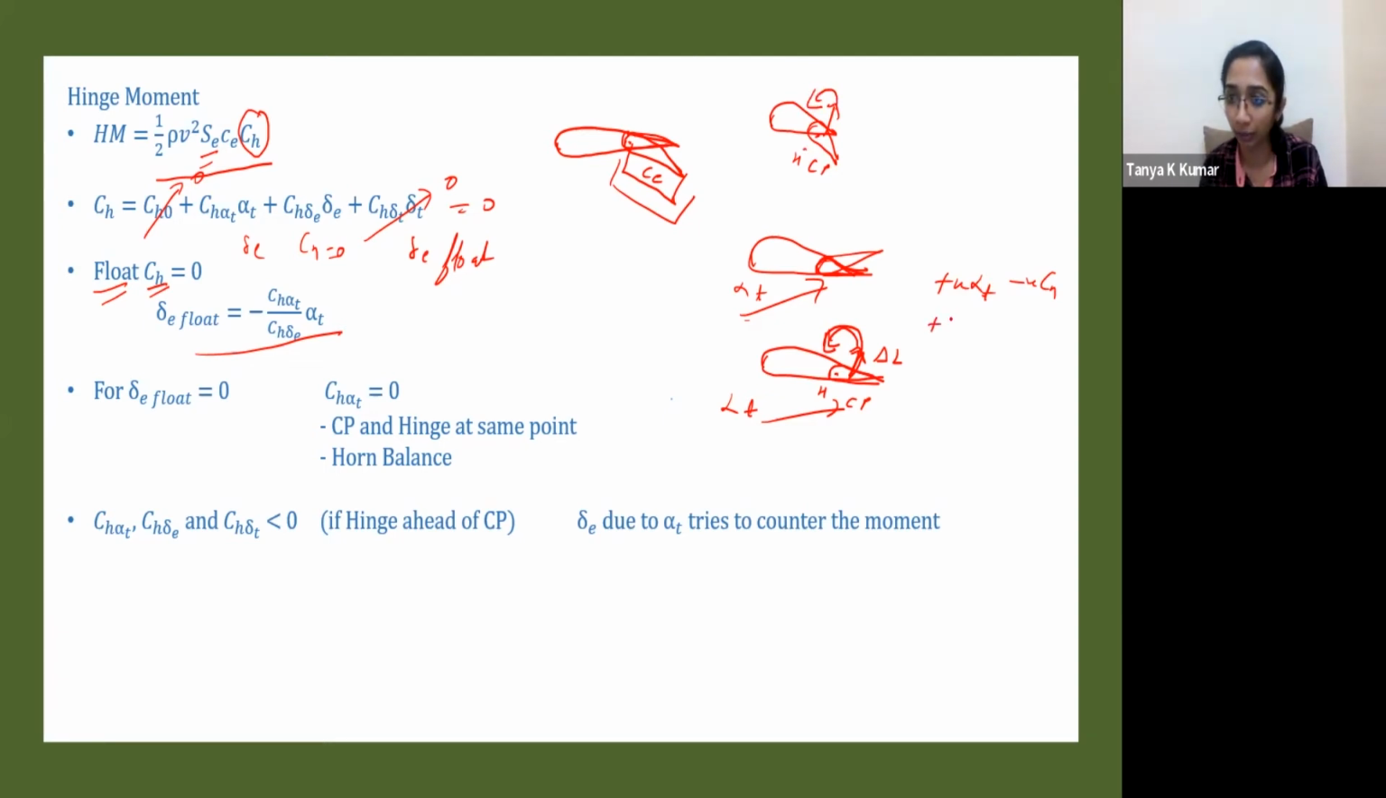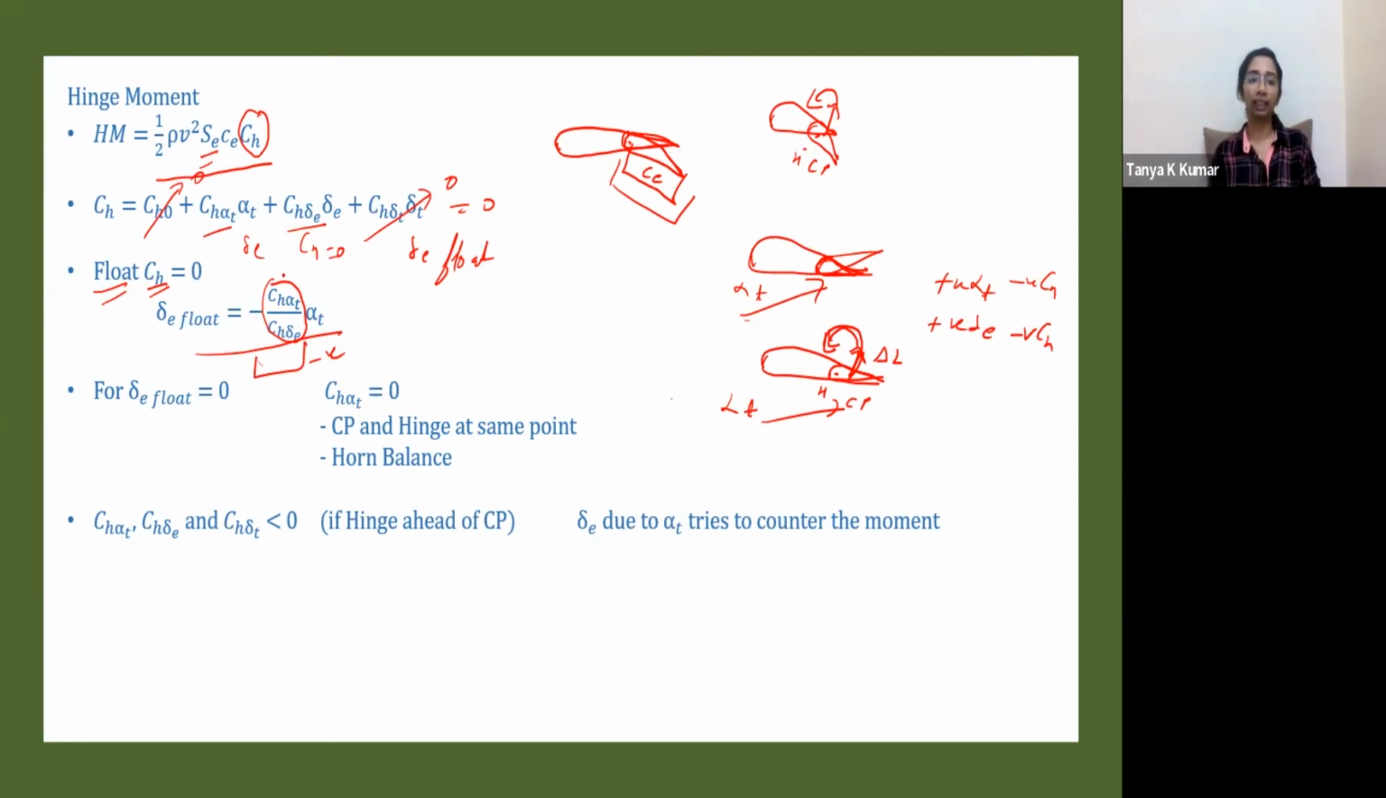So again, for a positive delta E, deflection of elevator down is considered positive. For a positive delta E, you have a negative pitching moment produced. So both of these derivatives, CH alpha T and CH delta E, are negative. So this term is positive and this entire thing is negative. So for a positive angle of attack at the tail, your delta E float would be negative, okay?